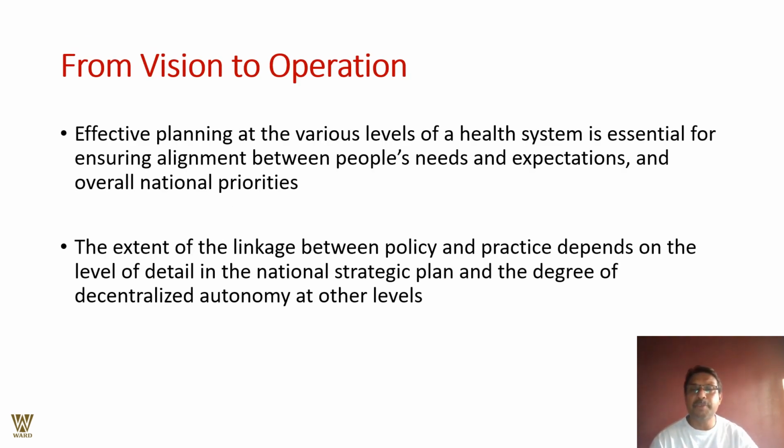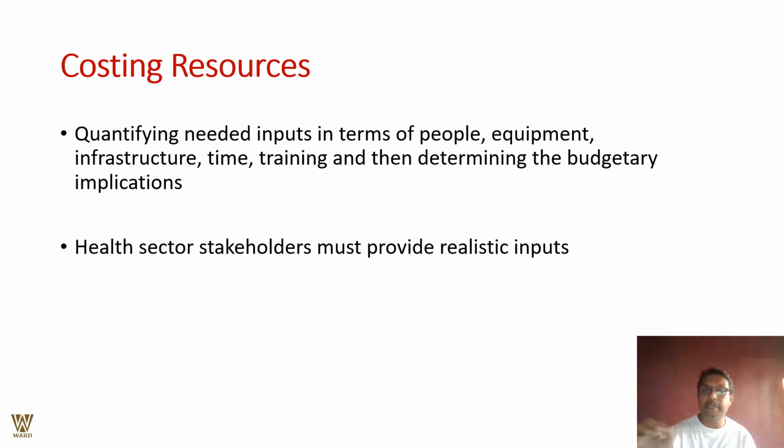Effective planning at various levels of a health system is essential for ensuring alignment between people's needs, people's expectations, and overall national priorities. The extent of the linkage between policies and practices depends on the level of detail in the national strategic plan and the degree of decentralized autonomy at other levels. Costing resources means quantifying needed inputs in terms of people, equipment, infrastructure, time, training, and then determining the budgetary implication. Health sector stakeholders must provide realistic input at all times.